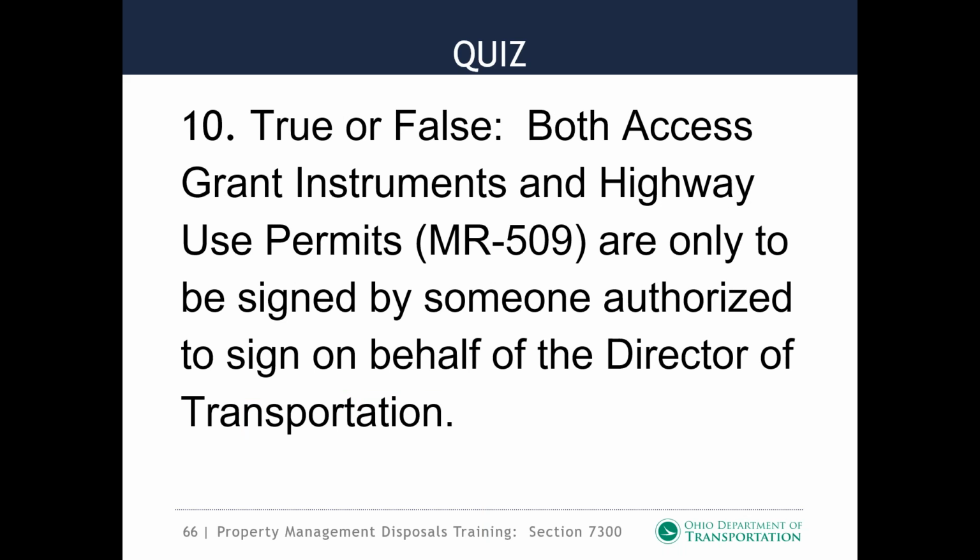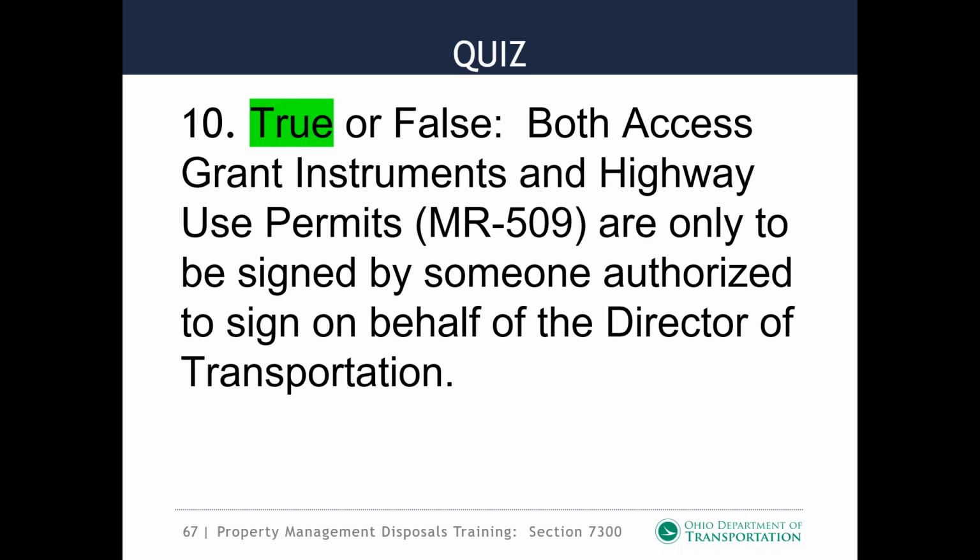True or false? Last quiz question. Both access grant instruments and highway use permits are only to be signed by someone authorized to sign on behalf of the Director of Transportation. They all knew this. So who signs those? The T's are rolling in. It is true. If you have not learned anything else, at least you know for sure that, for the most part, all of our instruments must be signed by someone authorized to sign on behalf of the Director of Transportation. If you are not authorized to sign on behalf of the director, please do not sign them.